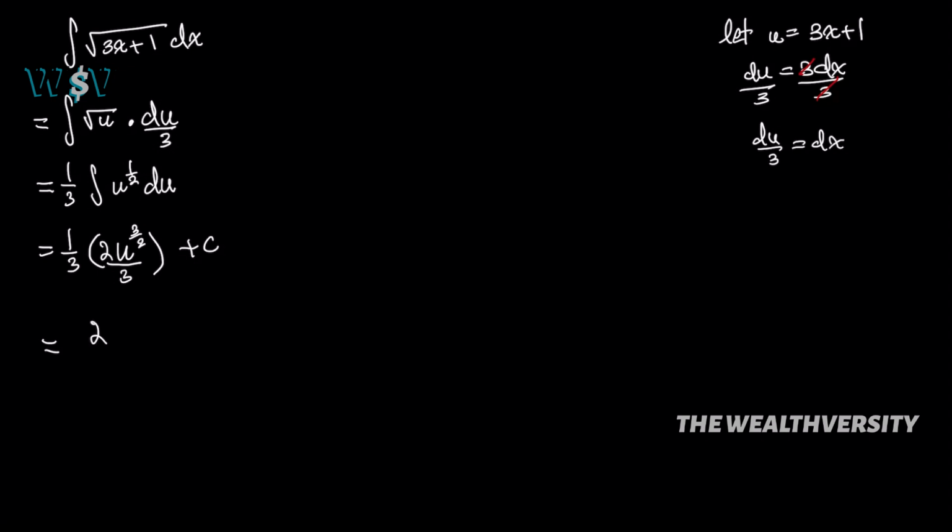We simplify, and we get 2 over 9 times u to the power of 3 over 2 plus the constant c. The last step is sub back in 3x plus 1 for u. And our final answer is 2 over 9 times 3x plus 1 to the power of 3 over 2 plus c. Let's look at another example.